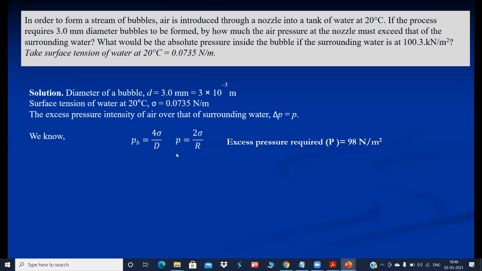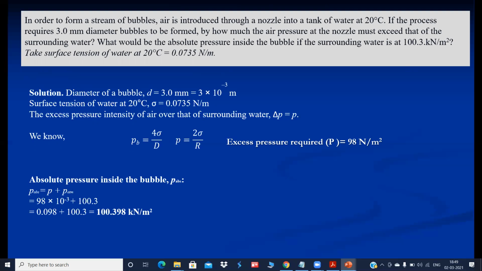So this is the excess pressure, that is 98 Newton per meter square, but the surrounding water is just above atmospheric, that is 100 kilopascal, here 100.3. In that case, in order to calculate absolute pressure, we need to add the surrounding atmospheric pressure. So P plus atmospheric pressure, that is 100.398 kilonewton per meter square. Absolute pressure is atmospheric pressure plus the required pressure in this case.